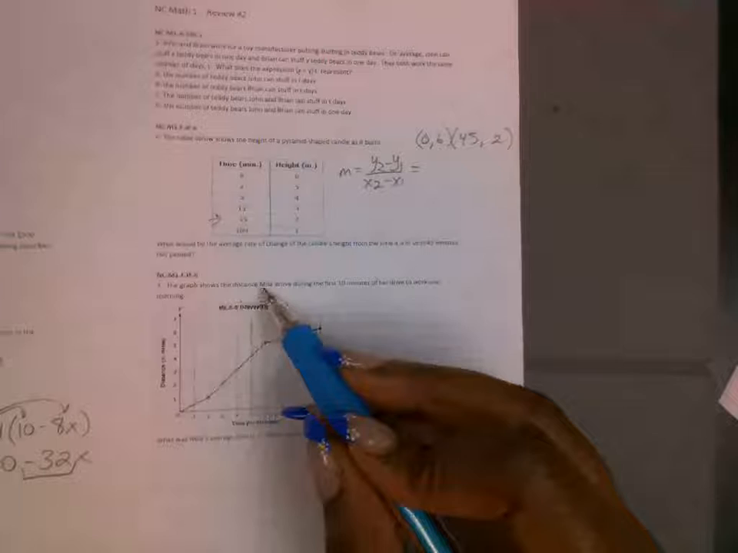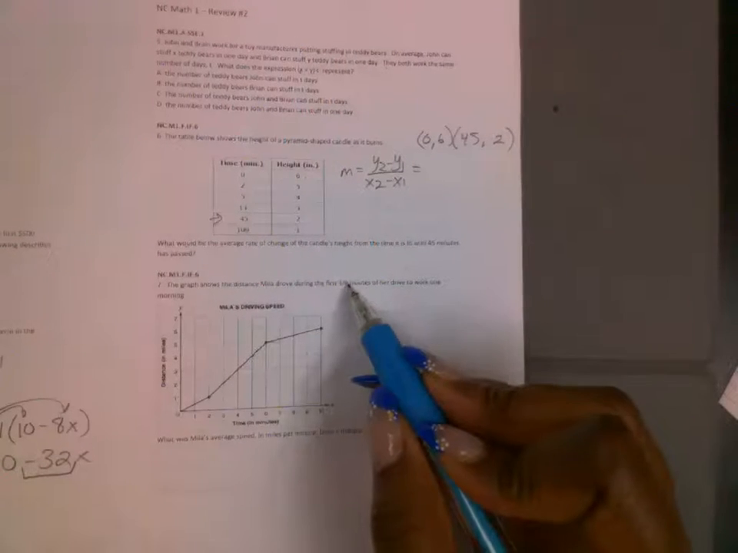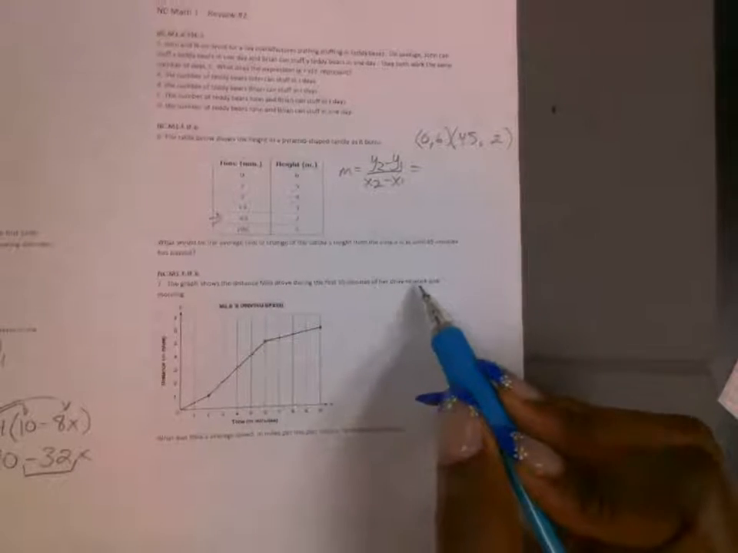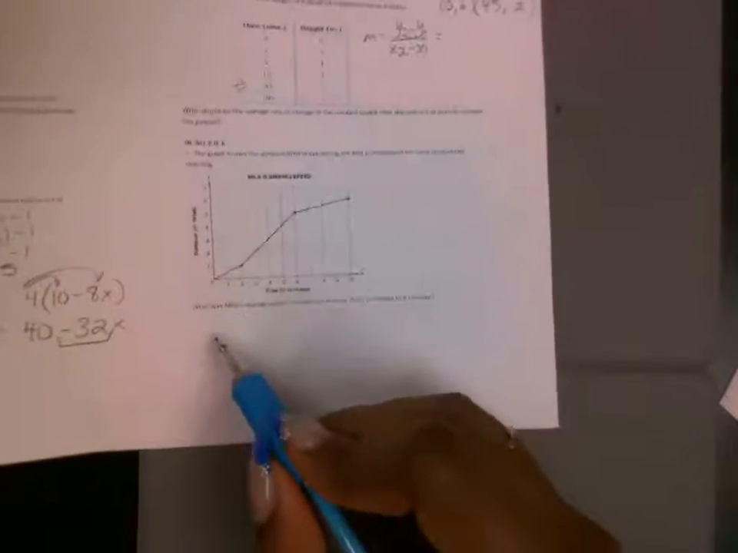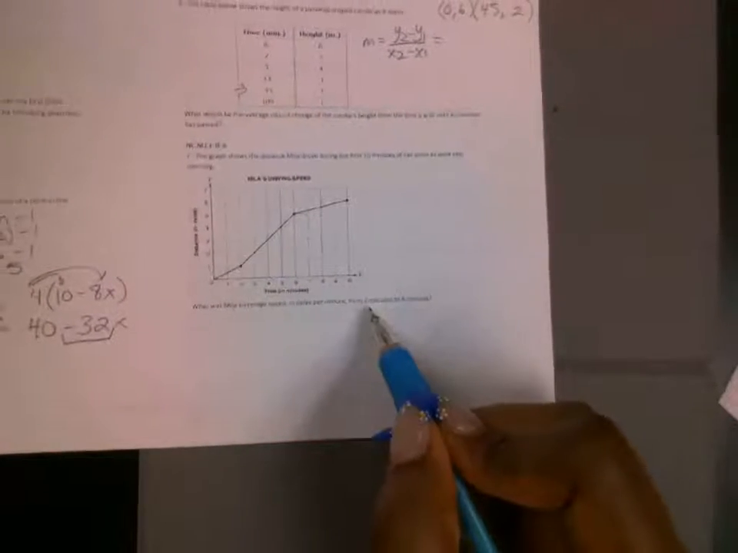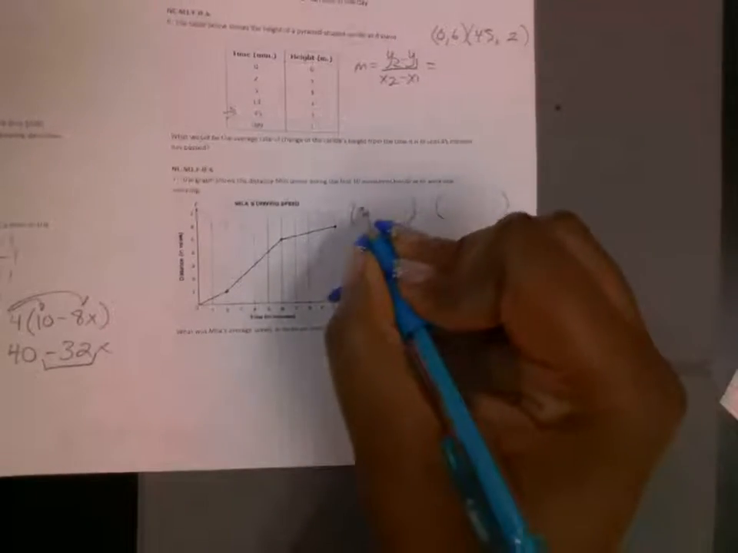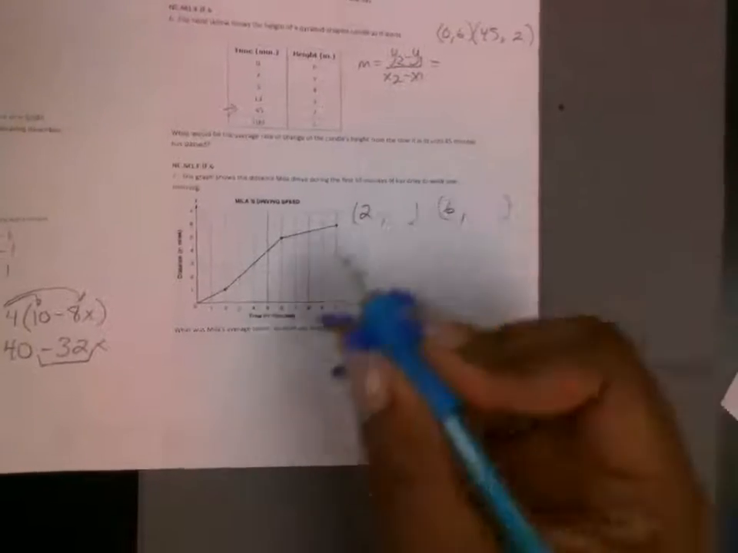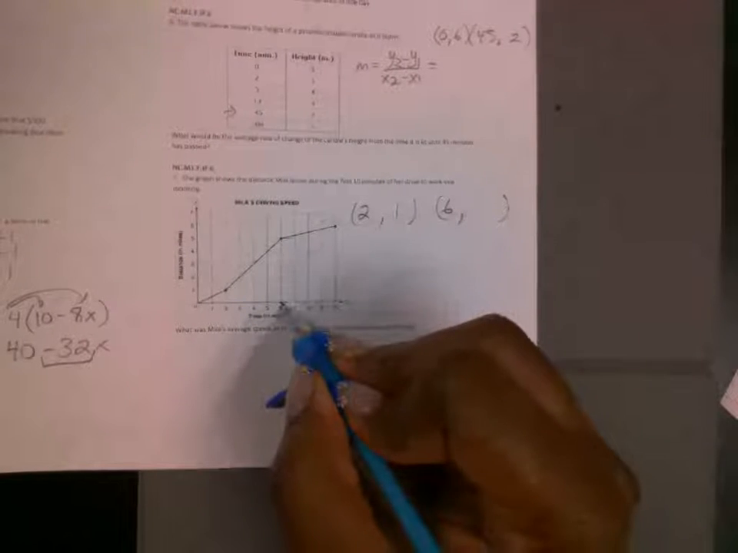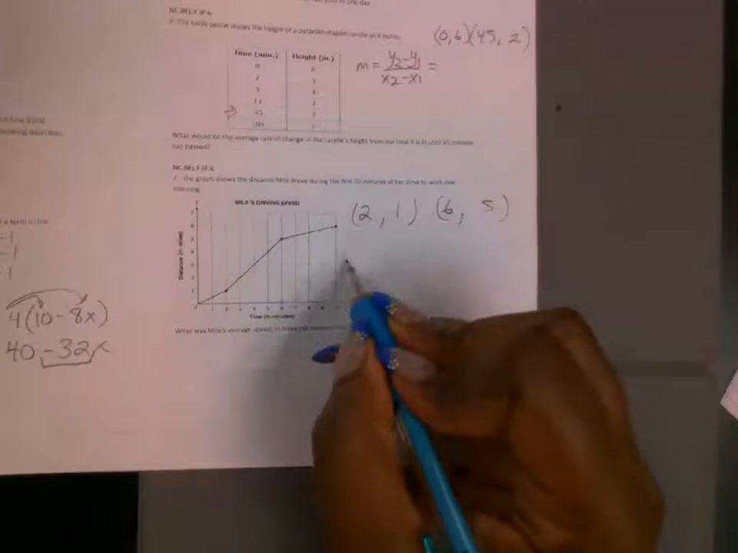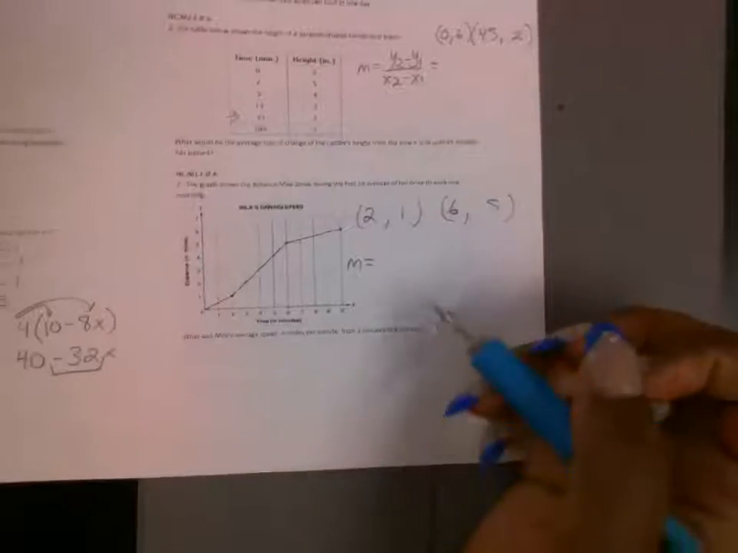Let's see, the graph shows the distance driven during the drive to work one morning. Okay, so what is the average speed in miles from 2 minutes to 6? You're going to write your ordered pairs from 2 minutes to 6 minutes. At 2 minutes, it was 1, and at 6 minutes, it was at 5. So now you use the slope formula to figure out what was the average speed from that time to that time. Okay?